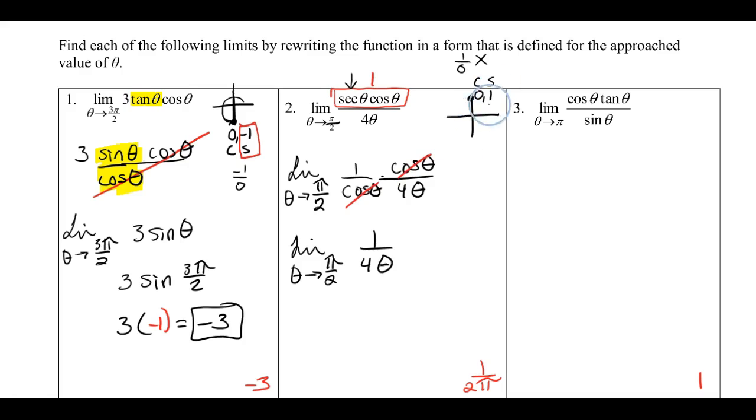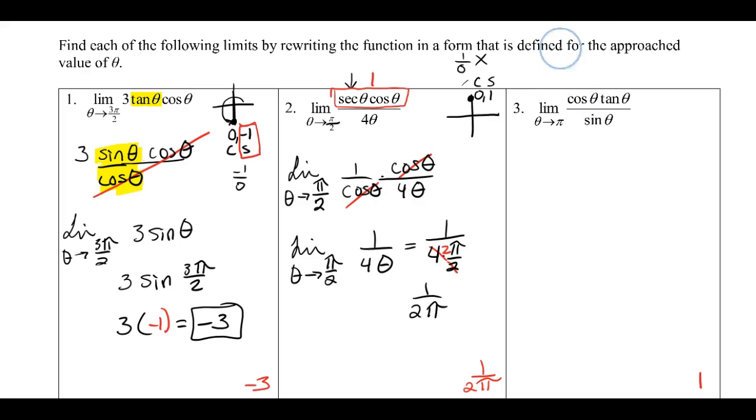I don't actually even need to look at this circle here because I'm not being asked to find any trig anymore. This is just going to be 1 over 4 times pi over 2. 4 and 2 cancel and leave me 1 over 2 pi.